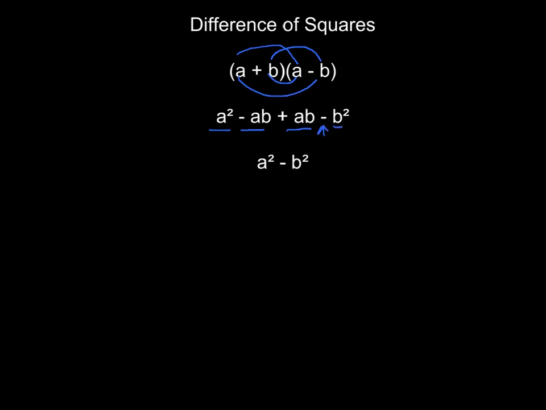Now look at what happens when you combine the middle terms. Negative ab and a positive ab cancel out because one is positive, one's negative, and you're left with a squared minus b squared. So the result is why we call this the difference of squares, difference meaning the subtraction of two perfect squares.